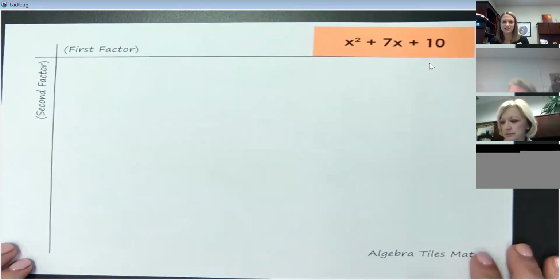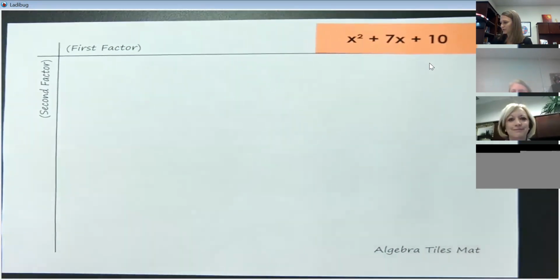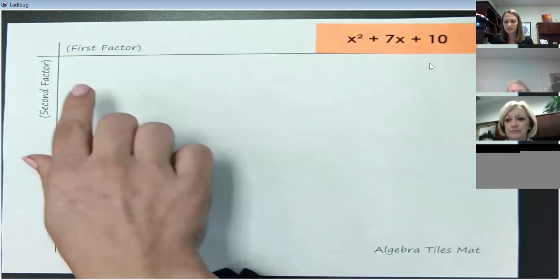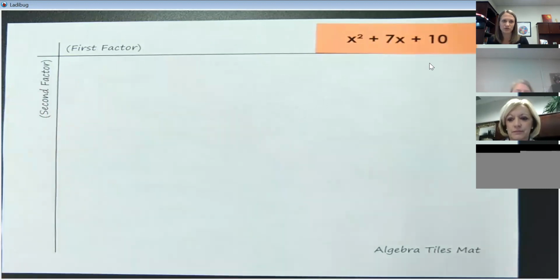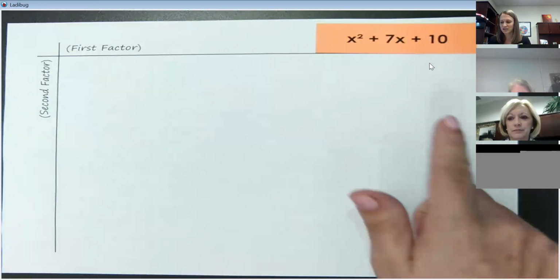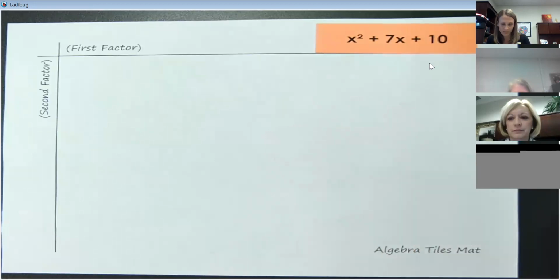Okay, so here's our goal today. We're almost kind of reversing what we worked on with students last time. Instead of having those two binomials and using algebra tiles to find our product and go through and do the multiplication, we're now going to have this trinomial, and we are going to say, okay, what would be those two factors that would produce that as our final product?